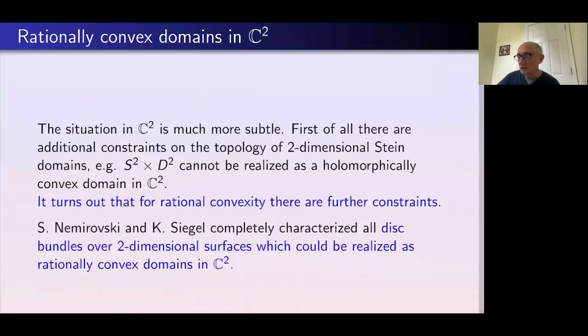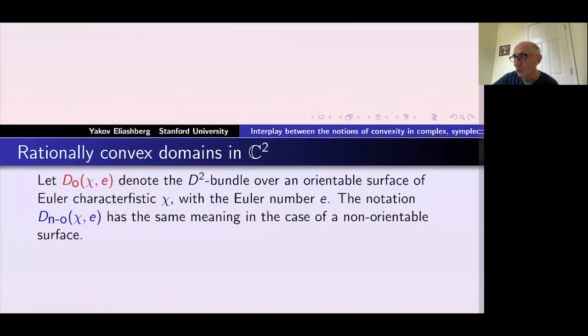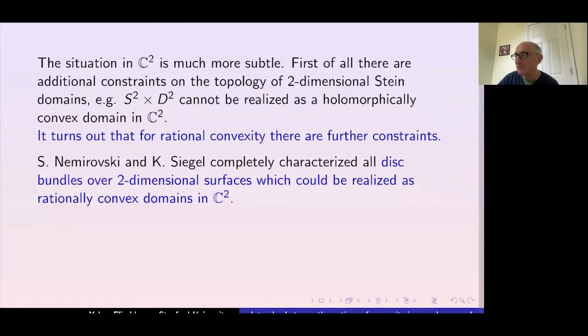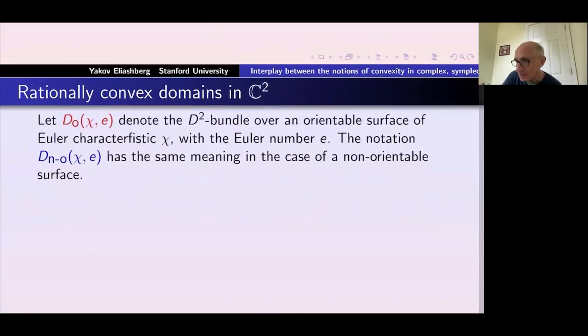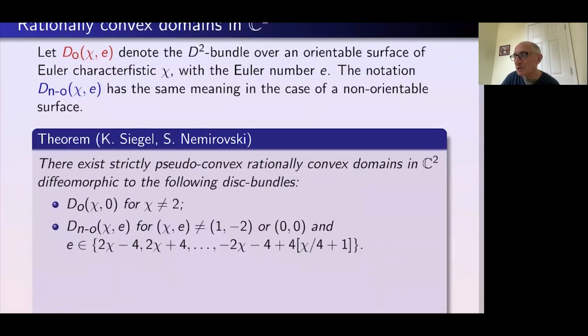For rational convexity, there are also some additional constraints. For instance, there is a work of Nemirovsky and Ziegel, who completely classified which disk bundles over two-dimensional surfaces could be realized as rationally convex domains in C2. And so the answer is the following. Let D(chi, e) denote the D2 bundle over a surface with Euler characteristic chi and normal Euler number e, and the same in the non-orientable case, and this is the full classification.